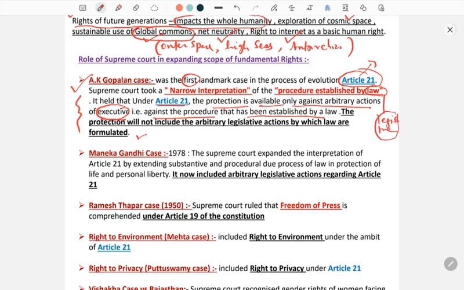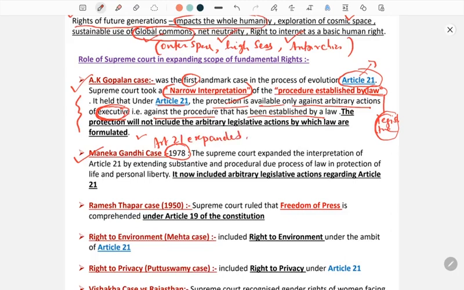If there is a law which infringes your right to life, then you will not get the protection. You will not get the protection of Article 21 against the legislature, but you will get it against the executive. So it was a very narrow interpretation. But the same thing was overturned in the Maneka Gandhi case 1978. It is one of the most important cases. From here the scope of Article 21 expanded like anything.